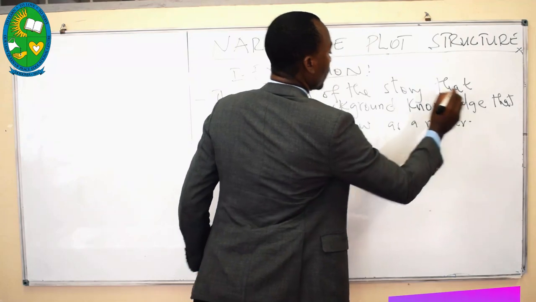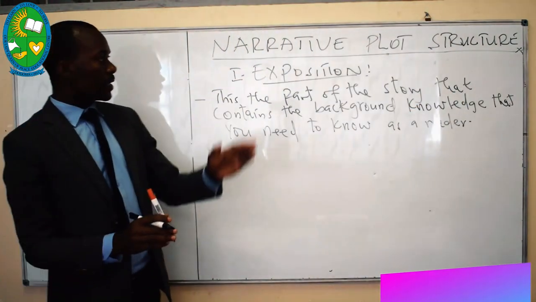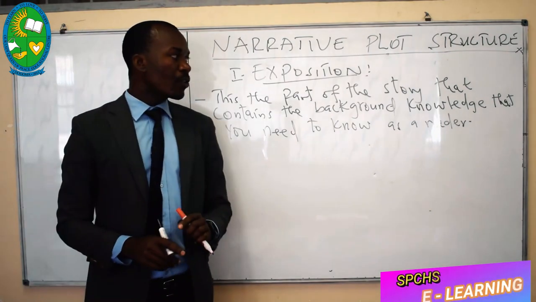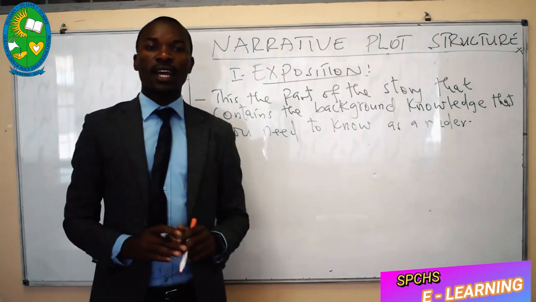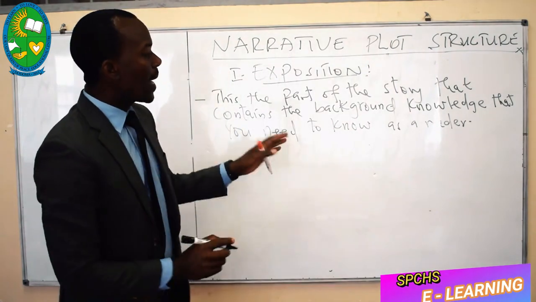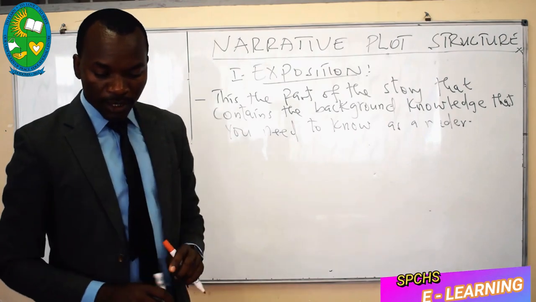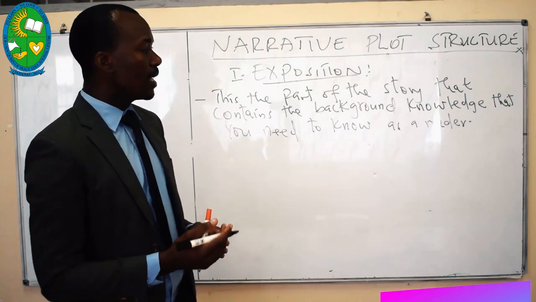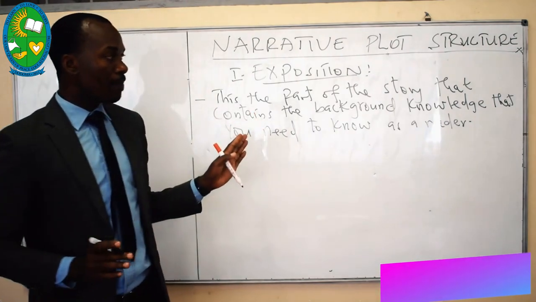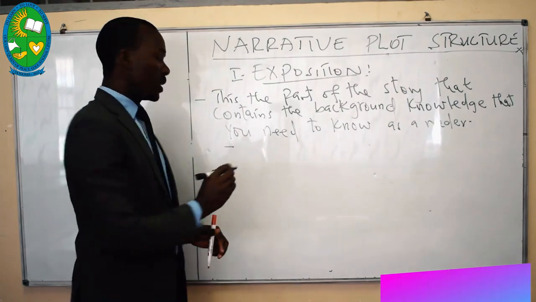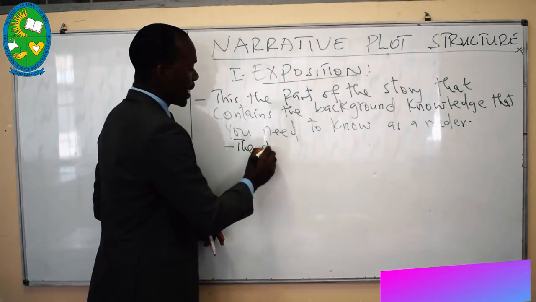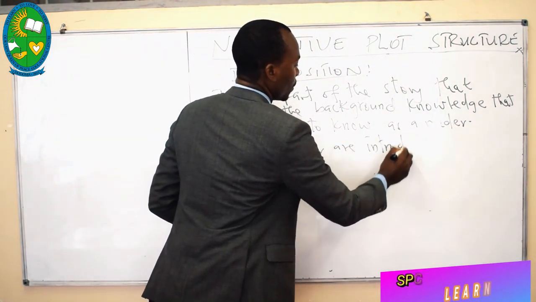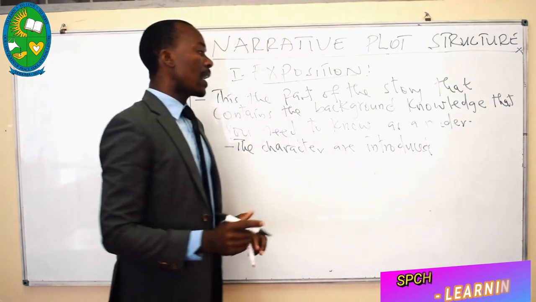As a reader, exposition, as we have just introduced earlier, is a part of the story that contains the background knowledge that, as a reader, you need to know. This particular part of a story has the beginning of the story, and the characters, the setting, and so forth are introduced from this part. It is the part through which the characters are introduced in the story.